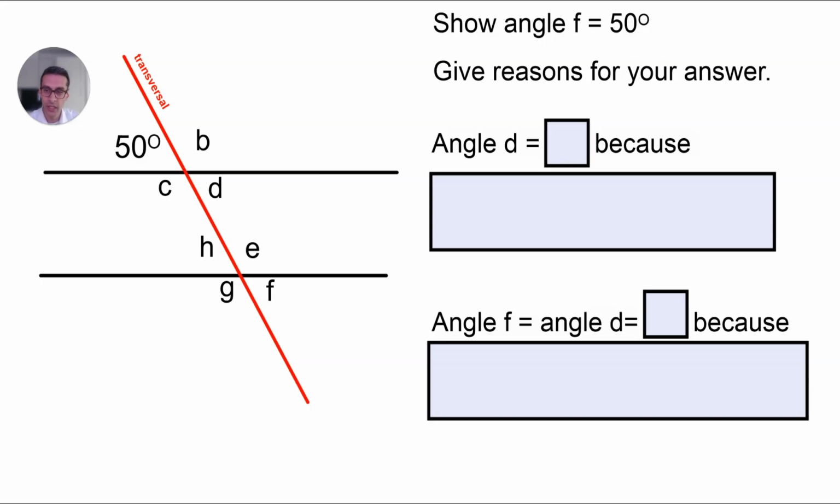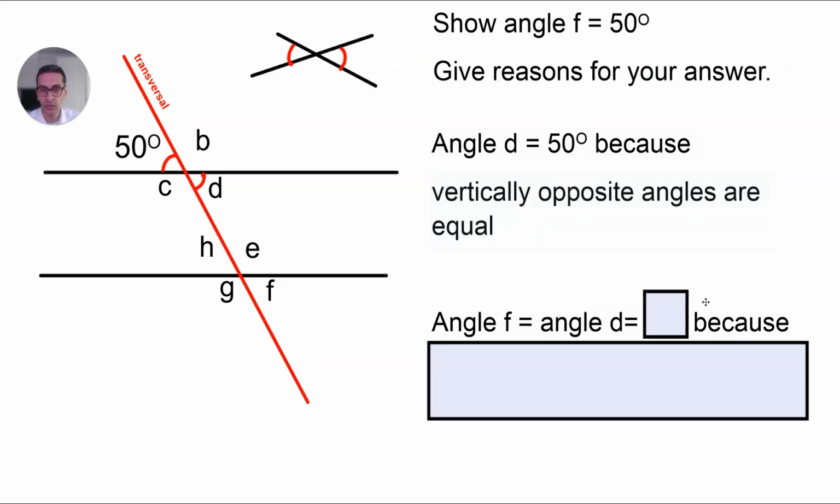So D, you may remember when two straight lines cross over each other, the angles which are opposite each other are equal. So they're vertically opposite. So this 50 is the same as D. So D is equal to 50 because vertically opposite angles are equal.